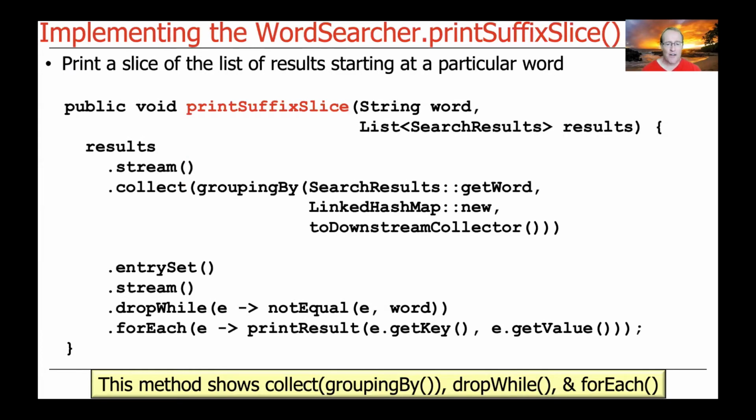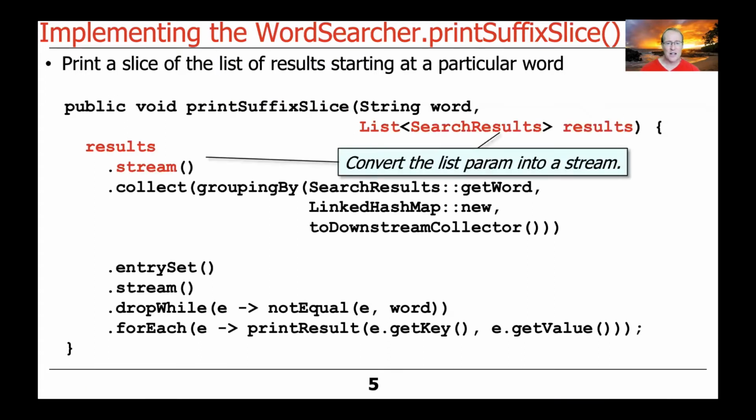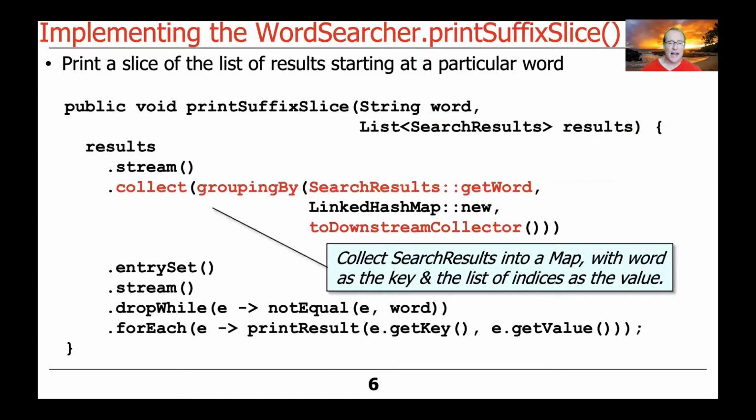This is going to show off collect, groupingBy, dropWhile, and forEach. So it'll show off a bunch of different things in detail. The first thing we do is take the list of search results and turn that into a stream. Then we create a map that maps the word as the key to the list of indices associated with that word as the value. This is going to work much like it had done before.